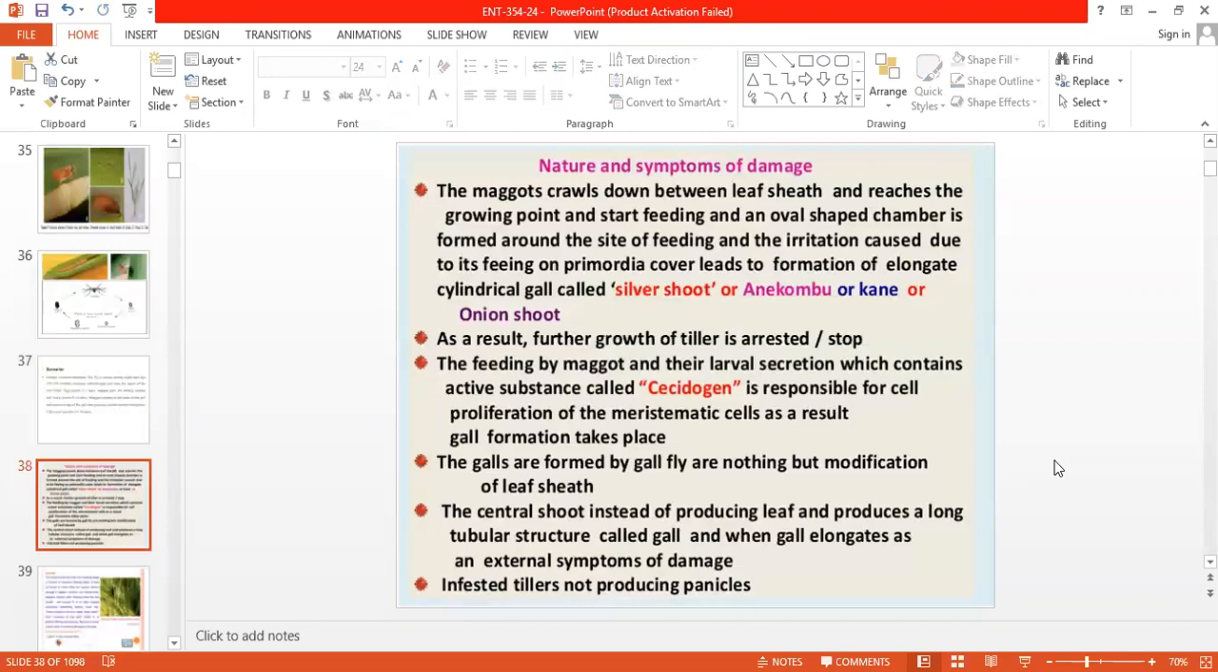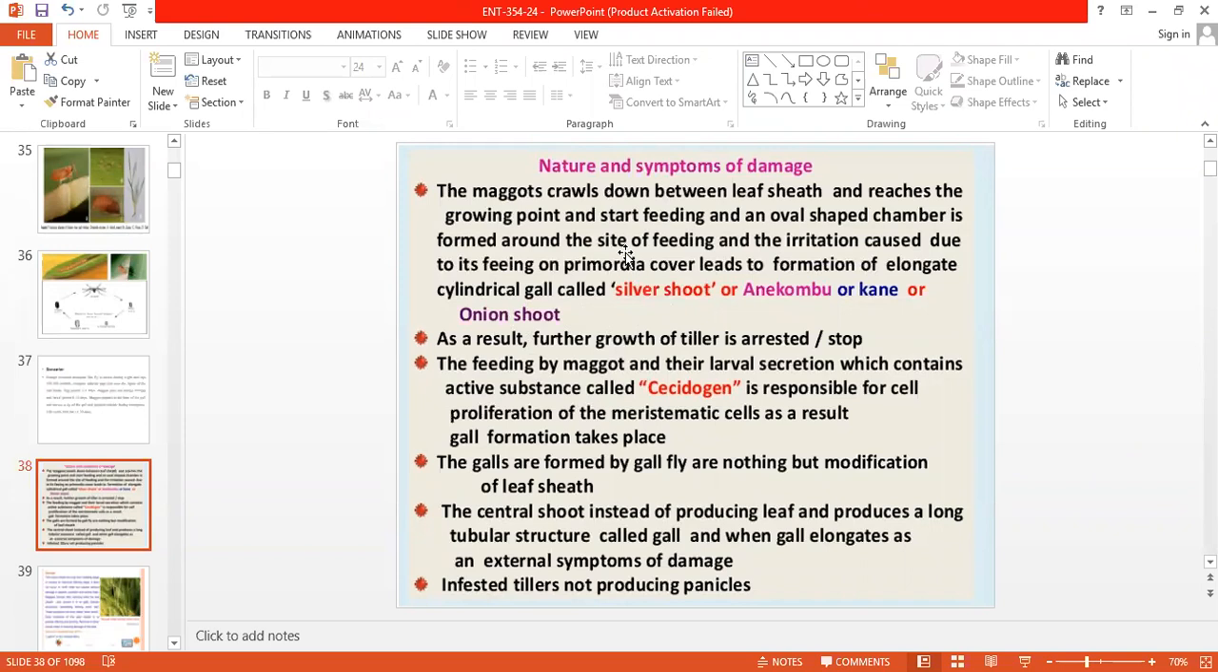Then the nature of damage. This is the dipteran order pest. Mainly their damaging stage is the maggot. After hatching from the eggs, the maggots feed at the base of the growing shoot and cause a tube-like formation at the base of the shoots, which is called a silver shoot or onion shoot.